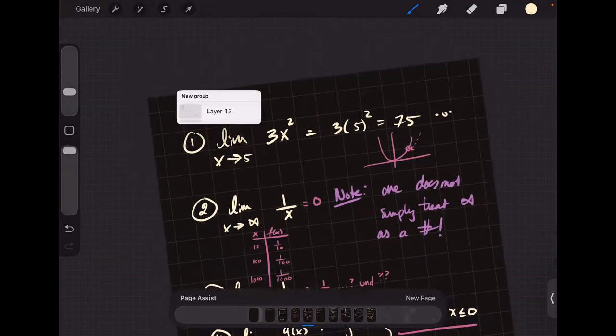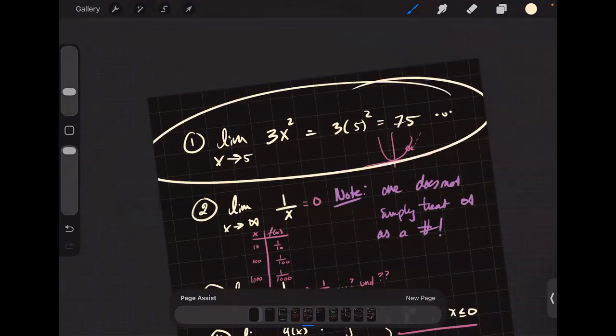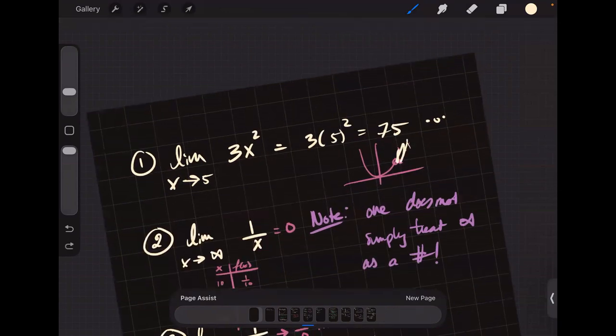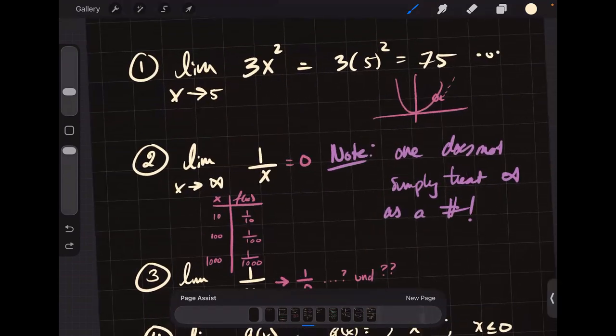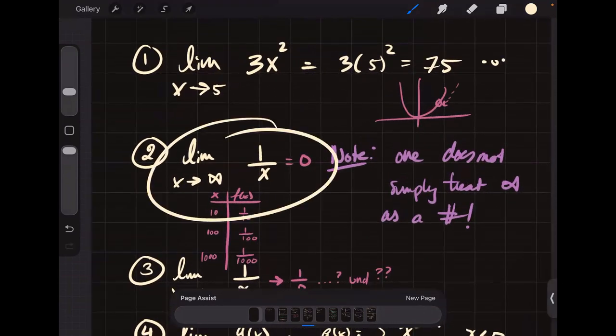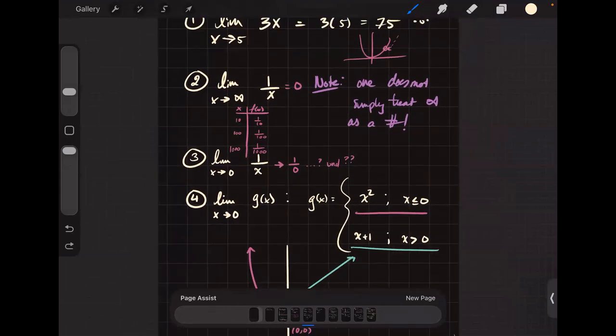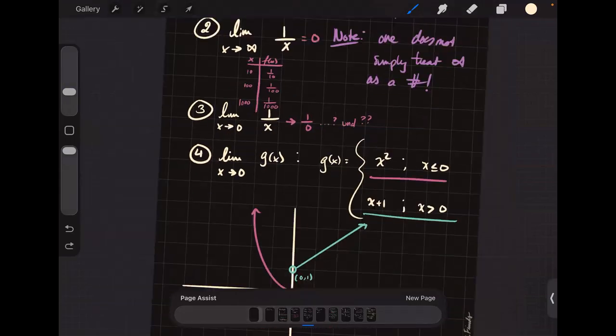So the first one, as I had mentioned, is pretty easy, right? Just plug it in. You get 75. You look at this, you follow it going that way and going that way. Definitely 75, right? What about this? You can't just treat infinity as like a number, right? Because it's not. And so you have to do it slightly differently. Anyway, so you're going to do all these problems out, and these are the solutions.